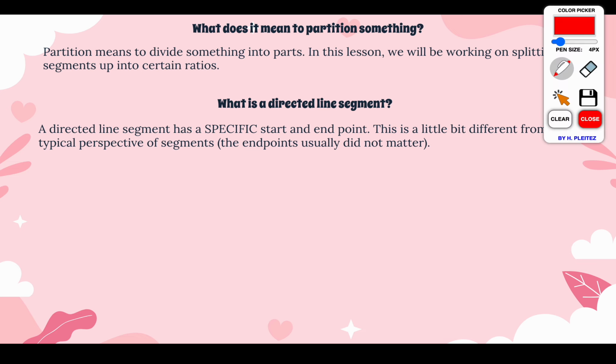So in this lesson, we're going to be given different segments. You might be given a coordinate grid where you can plot the segments, or you might just be given the points. But essentially, we are going to be looking along different segments and trying to find points on the segment that divide it into a certain ratio.